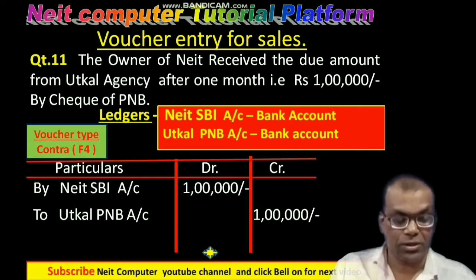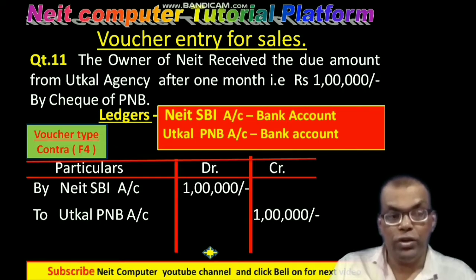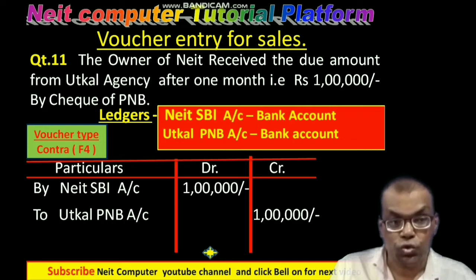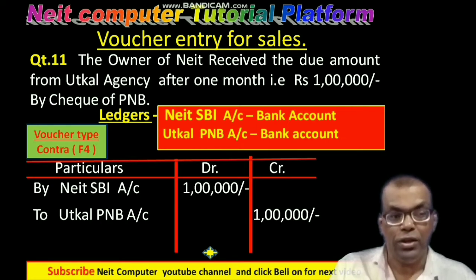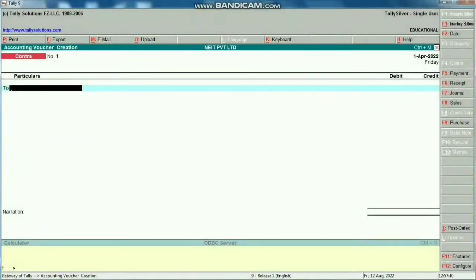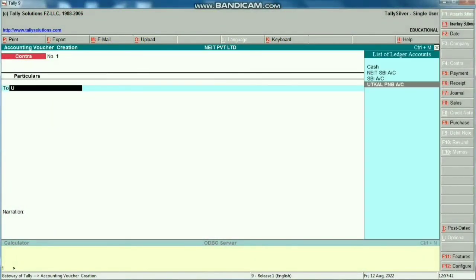So due to that case, what do we have to do? We have to use two ledgers, that is Neat SBI account under bank account and Utkal PNB account under bank account. Because there is a transaction between two banks. The check will be coming from PNB and it will be given to the SBI account of Neat. So that is why there must be two bank accounts, that is Neat SBI and Utkal PNB account.